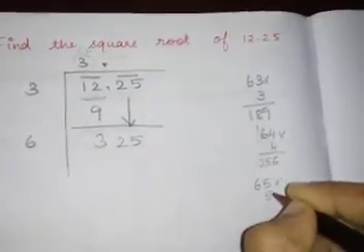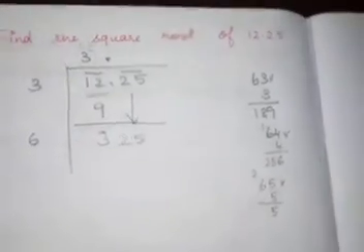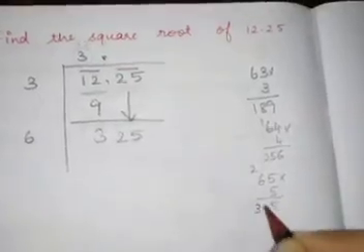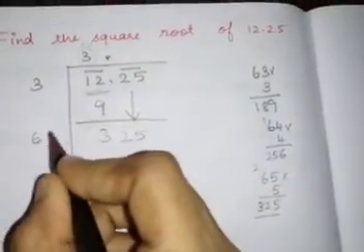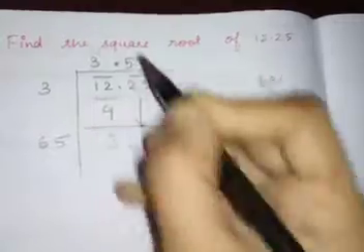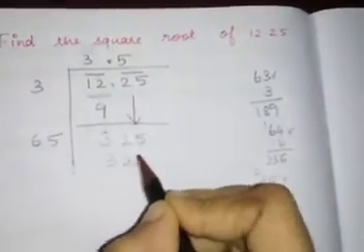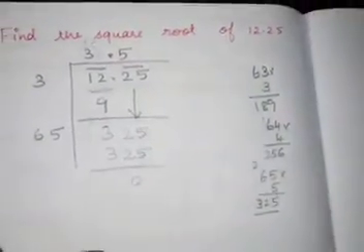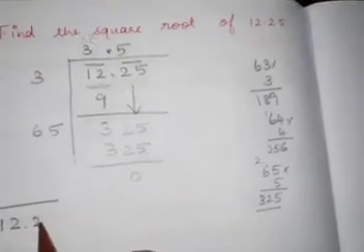65 into 5. 5 fives are 25. 6 fives are 30. 32. Yes, we got it. 65 into 5 is 325, remainder 0. So what is the square root of 12.25?